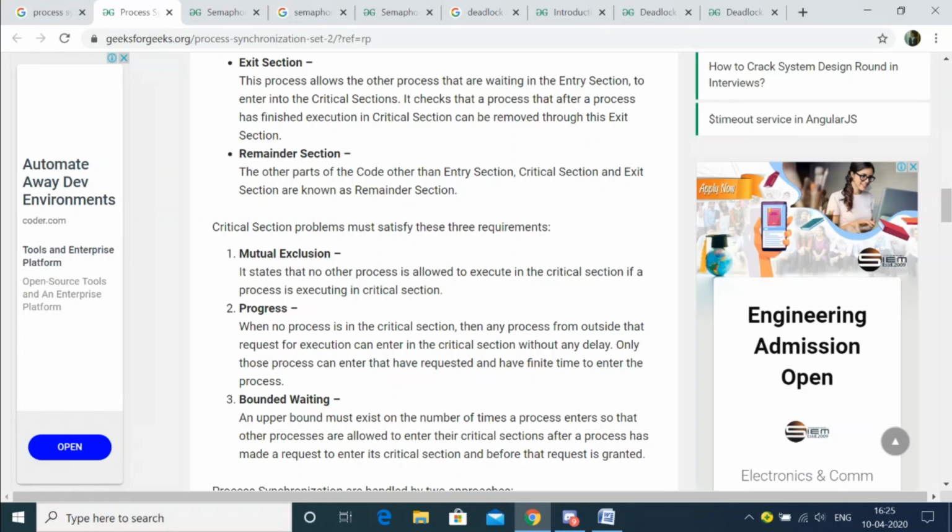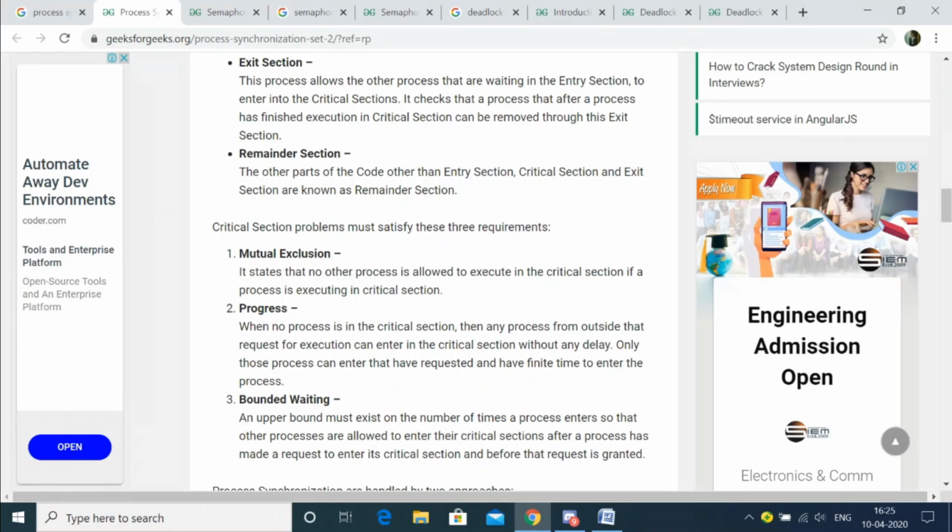Then another one is bounded waiting. An upper bound must exist on the number of times other processes are allowed to enter the critical section after a process has made a request to enter its critical section and before that request is granted. Okay, so let us say for example, we have two processes P1 and P2.